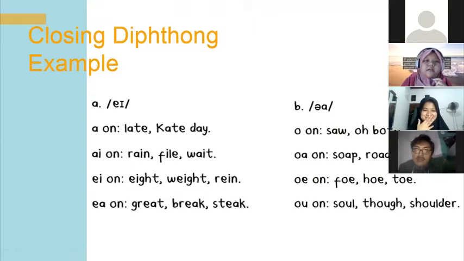And the second of the closing diphthong is OU. The first is so and wood. Second is soap, road, and toast. The third is full, hoe, and toe. And the last is soul, dough, and shoulder.